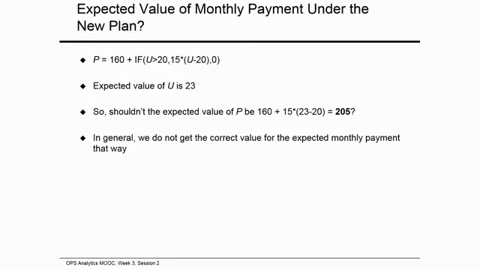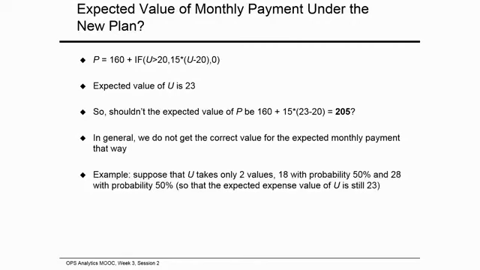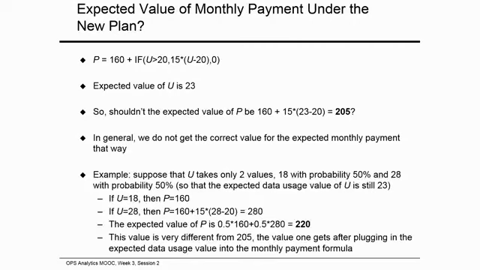But here's a simple example showing us how it all can go wrong. Let's say our data usage U can only take two values, each with 50% probability: 18 gigabytes and 28 gigabytes.